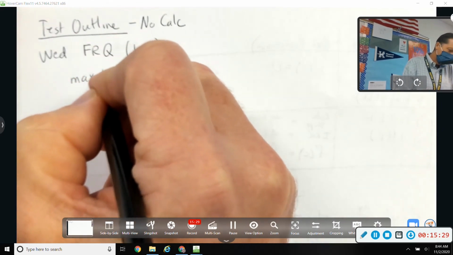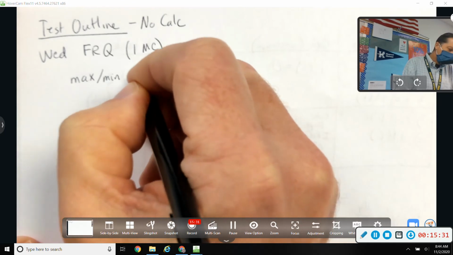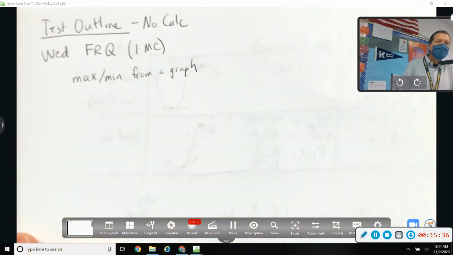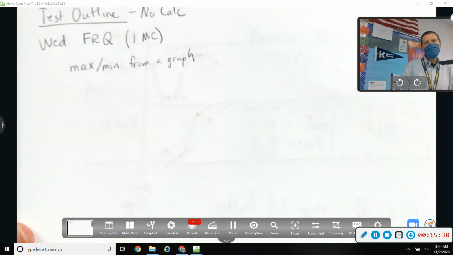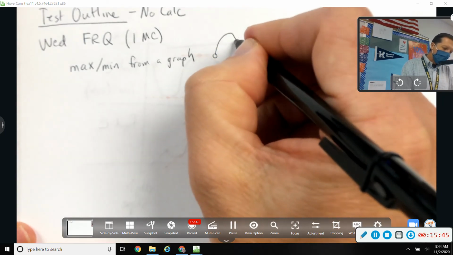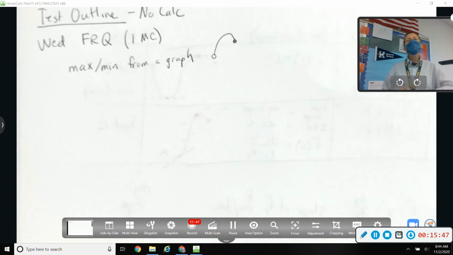So we could ask maximum and minimum from a graph. Right, give you a picture and ask for the max and min. What we're really worried about there is the open circle, closed circle business. So on that picture that I just drew, which absolute extrema does it not have? It doesn't have a minimum, because there's an open circle there. You couldn't say what value that gets to.